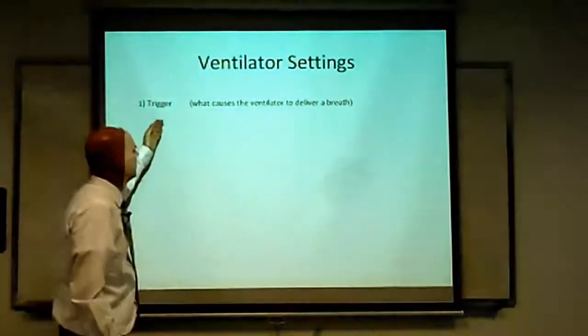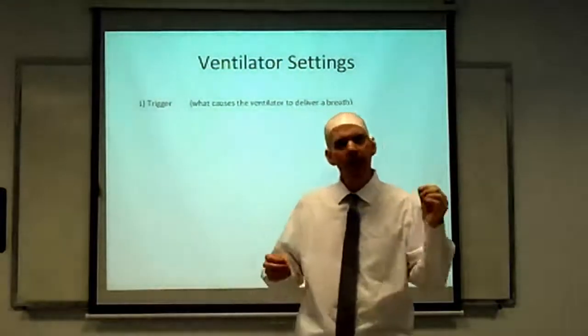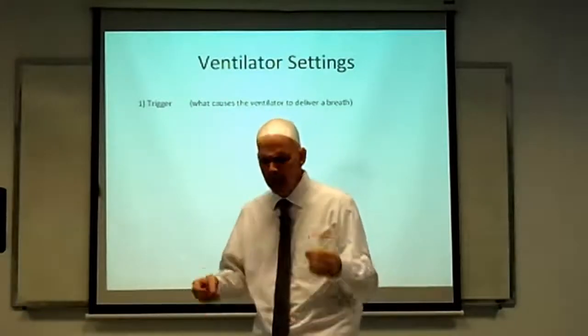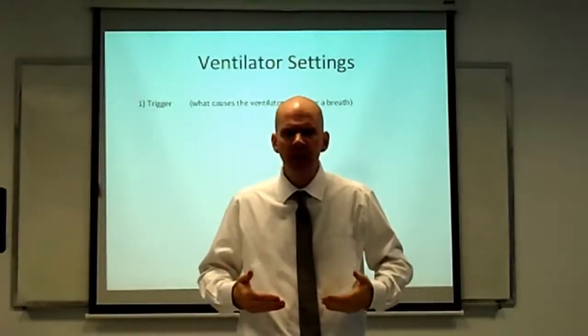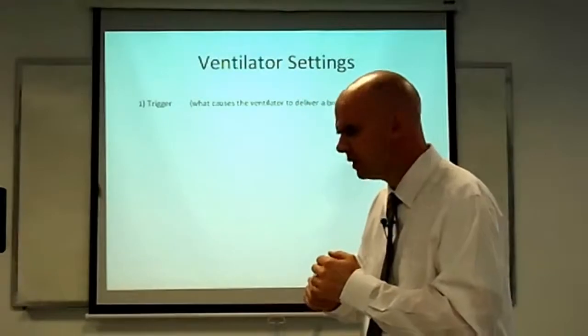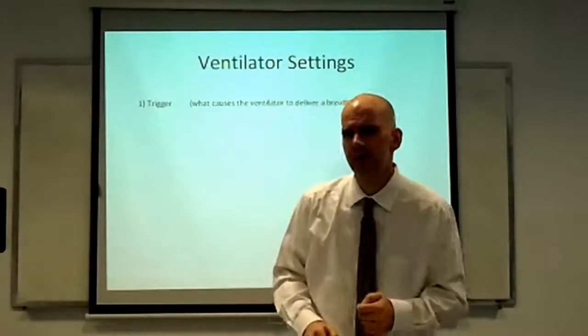First setting is trigger. Trigger just means what is it that makes the ventilator deliver a breath. And in most cases, this is going to be negative pressure generated by the patient. Patient starts to try to take a breath, diaphragm comes down, negative pressure is generated in the lungs. Machine picks up on this, says, hey, I think this guy's trying to take a breath, and delivers a breath.